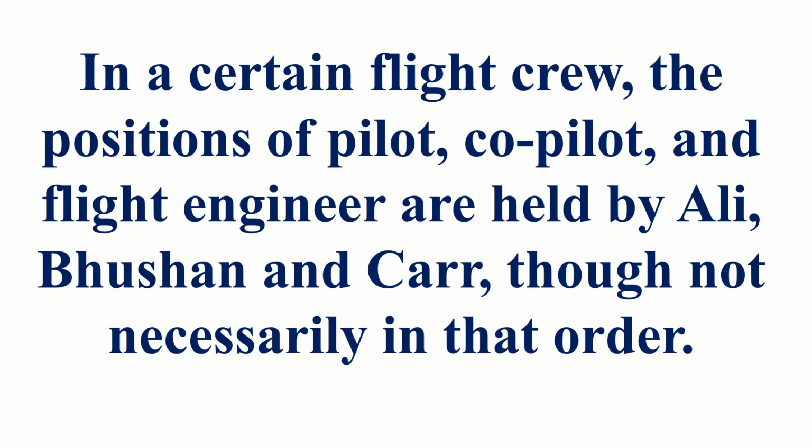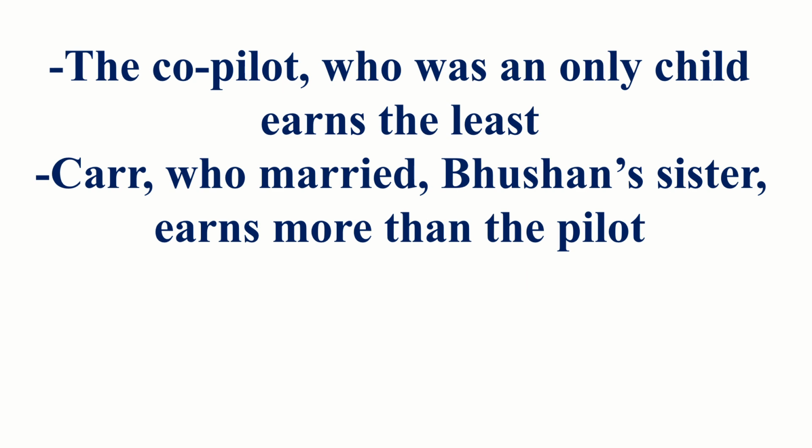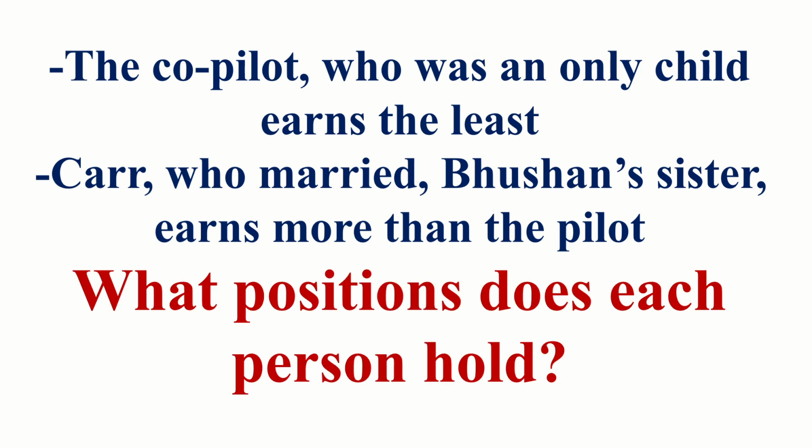Puzzle number 1. As you can see on the screen, the situation we have been given is this. In a certain flight crew, the positions of pilot, co-pilot and flight engineer are held by Ali, Bhushan and Kar, though not necessarily in that order. The co-pilot, who was an only child, earns the least. Kar, who married Bhushan's sister, earns more than the pilot. So, based on these premises, we are supposed to answer the question, what position does each person hold?